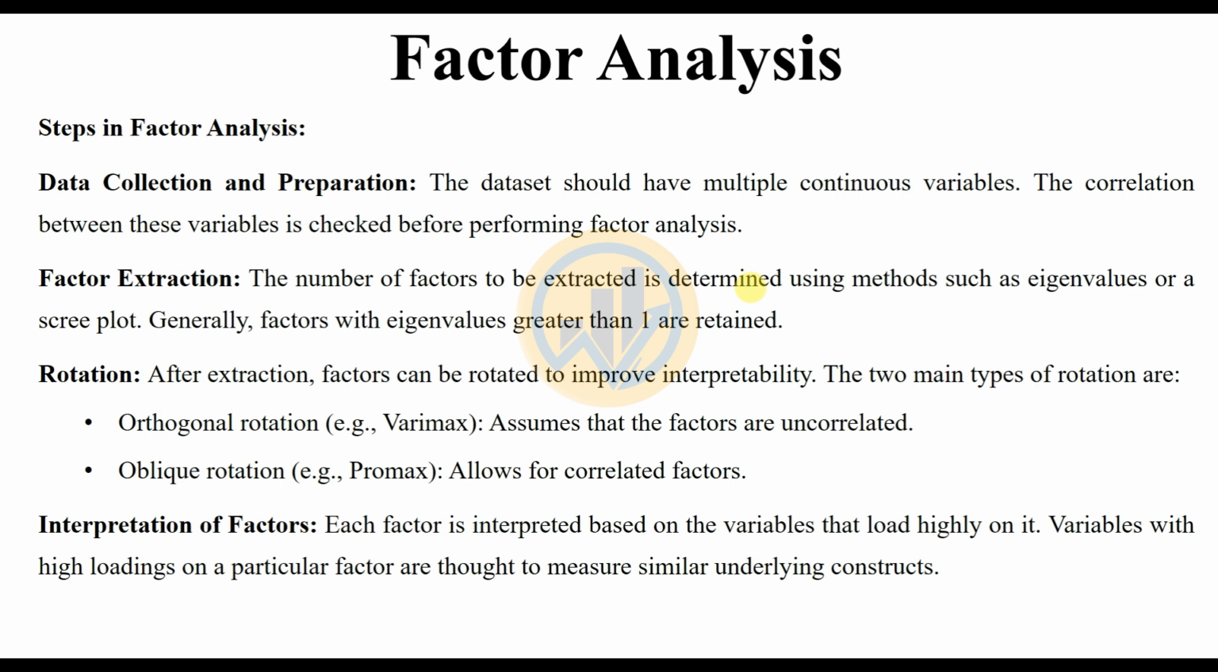After extraction, the factors can be rotated to improve interpretability. The two main types of rotations are orthogonal rotations, for example Varimax, which assume that the factors are uncorrelated, and oblique rotations, for example Promax, which allow for correlated factors. Then interpretation of the factors: each factor is interpreted based on the variables that load highly on it. The variables which have high loadings on a particular factor are thought to measure a similar underlying concept.